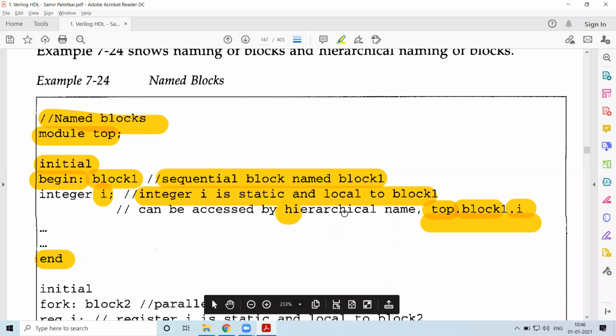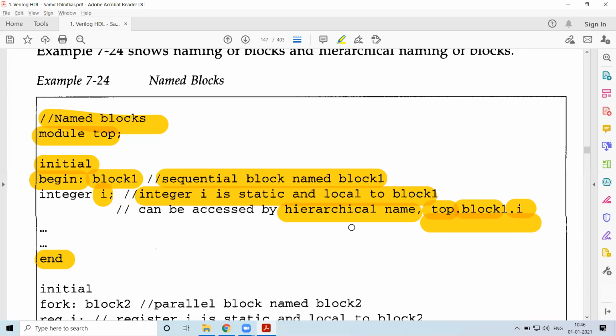So this is hierarchical naming or hierarchical referencing what you are providing. Okay. So if I name the block, this is the advantage. If I don't name, then I cannot access this variable in this form. I cannot access it. So that is the advantage of named blocks.